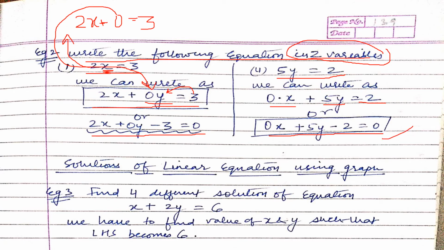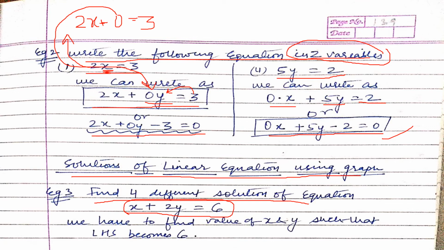Okay, then comes the next topic, that is solution of linear equations using graph. Okay, so find four different solutions of the equation. So what are actually solutions? Solutions are nothing else but the points on this line. We know there are infinite points. We just have to find four of them.